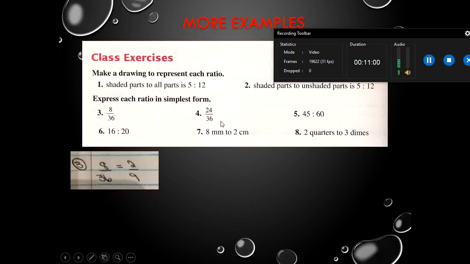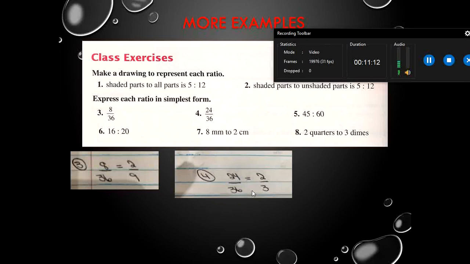Same thing with number 4. The common factor there, you could use 4, you could use 6, but it's even better if you go with a bigger factor of 12. So if I divide both by 12, the resulting ratio is 2 to 3.